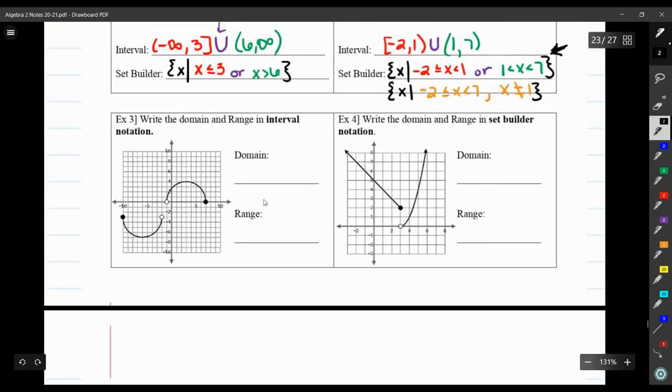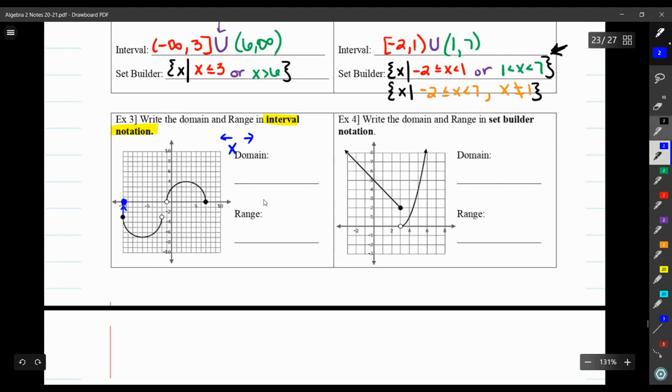Now let's talk with two variables. So we've got number 3. It says write the domain and range in interval notation. So be careful and make sure you're writing it in the correct notation that it asks for. So domain is our x's. So I need the furthest left to the furthest right. Well, the furthest left on my graph is this -10 here. And since I need the domain, I'm going to pull it up to the x-axis.